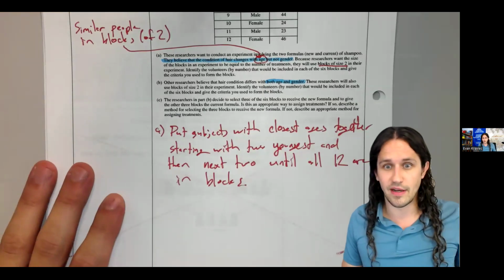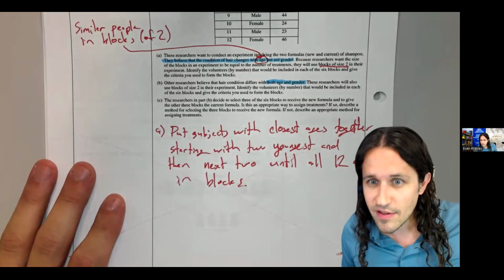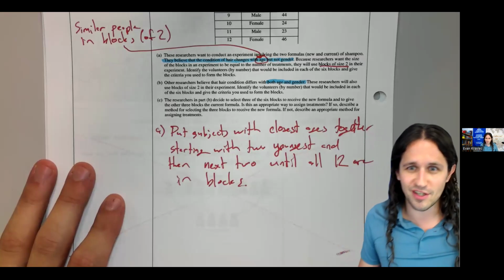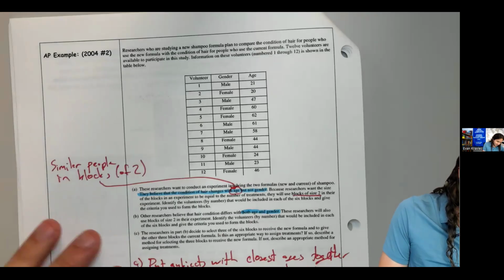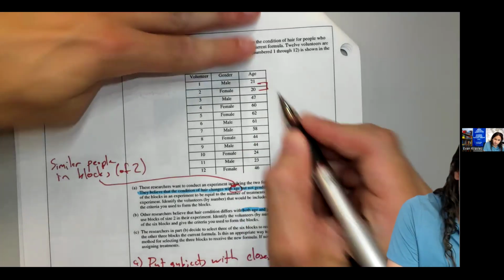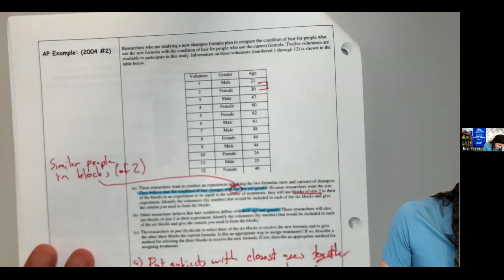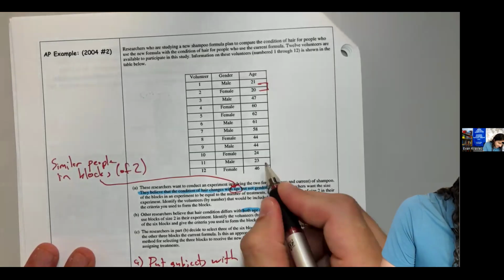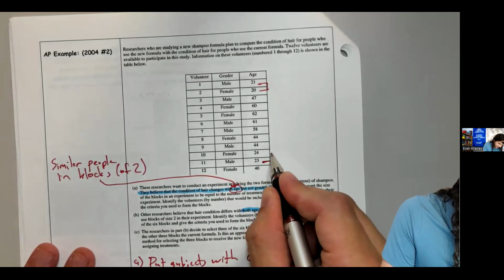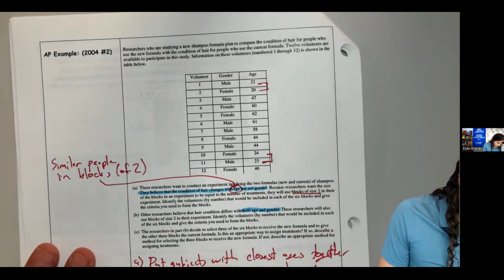Oh, I didn't answer part A. It told me to tell them who's going to be in each block. Let's finish our answer from part A. We're going to put the two youngest people together. We're going to put 1 and 2 together. Who's going to be next? Looks like 10 and 11.